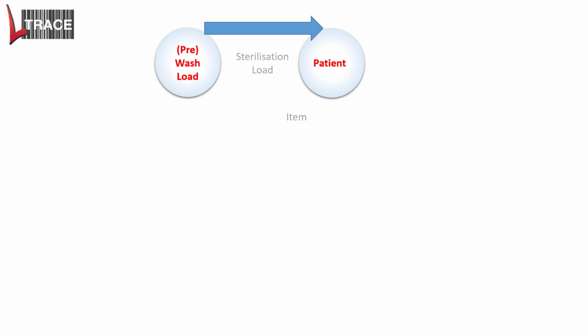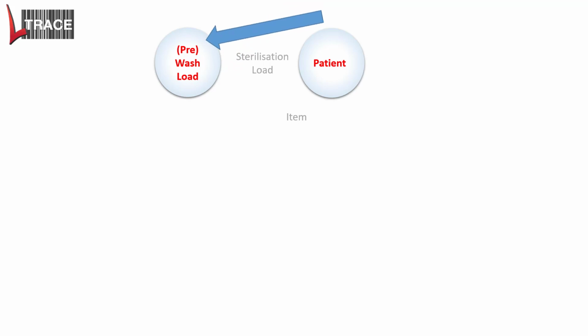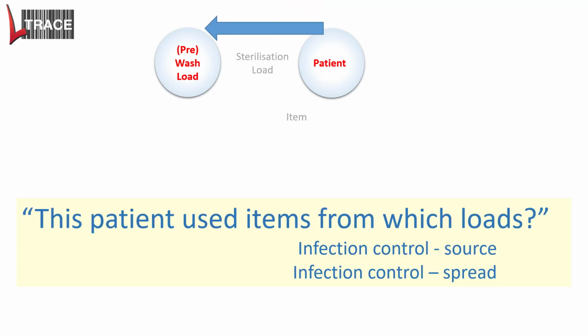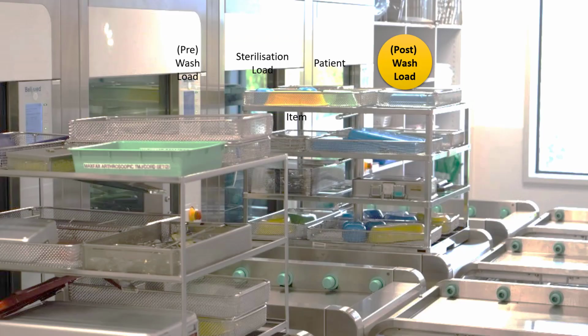If you're looking at pre-wash loads to the patient, you can start to ask questions like, which patients used items from this load? Once again, recalls and infection control. You can also turn around and look at which loads the patient used items from, which is infection control looking at the source, looking at the spread. And then, is there a common load for these patients?